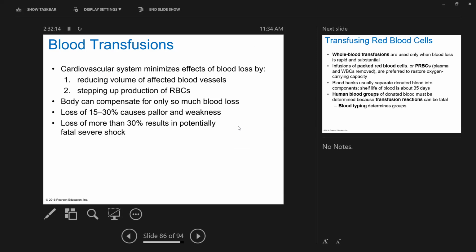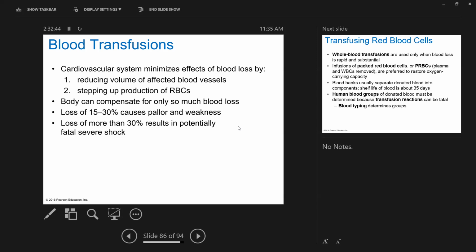Blood transfusions. We transfuse blood when we need it. We can't sustain too much of a blood loss. If we lose more than 30% of our blood volume, it will cause a fatal shock. Because our body can only produce red cells and plasma so rapidly, if we're losing blood faster than we can build up, we're eventually going to die.